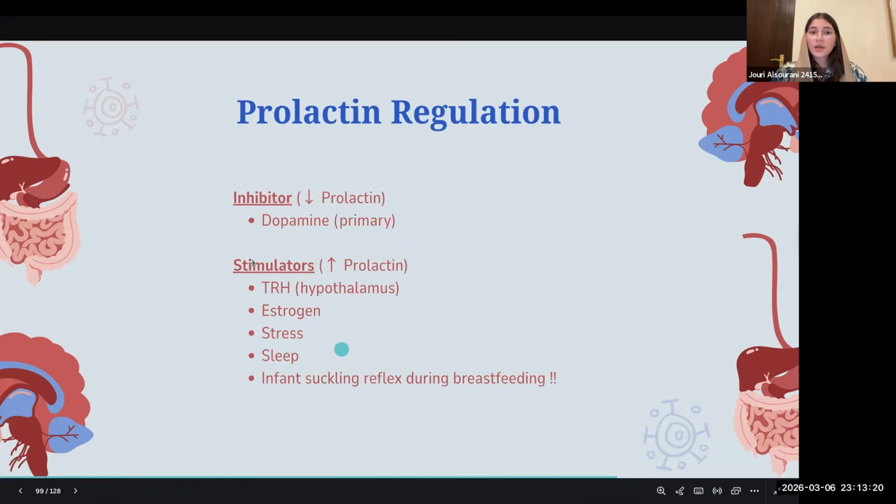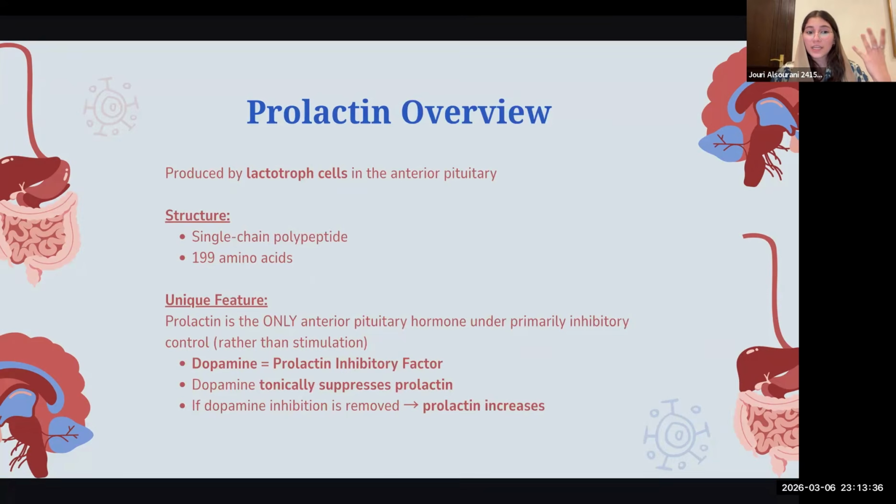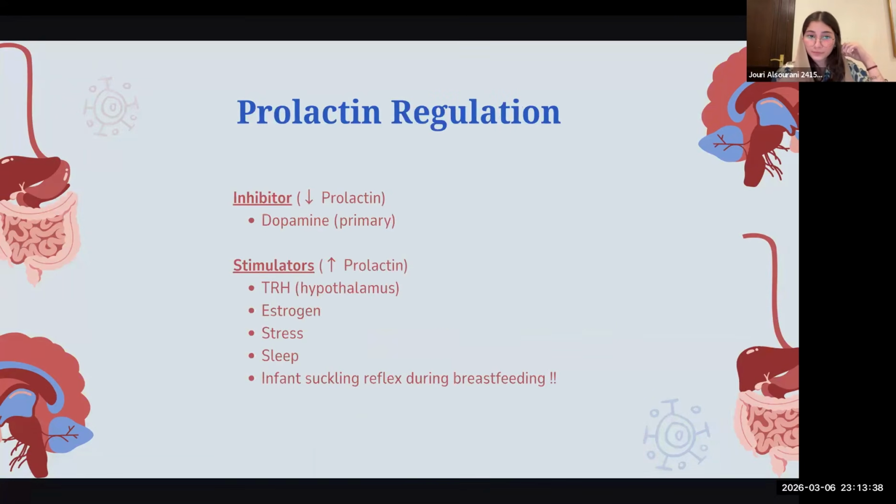For its regulation, what decreases prolactin is dopamine. Dopamine is the primary inhibitor of prolactin. It tonically inhibits prolactin. This is a very important concept for you guys to grasp because this is the only hormone that is under inhibitory control, right?